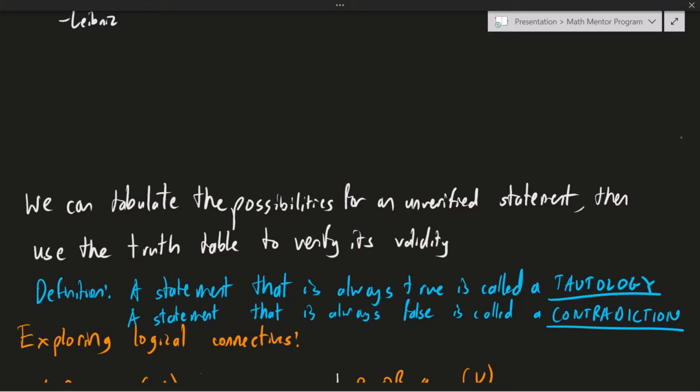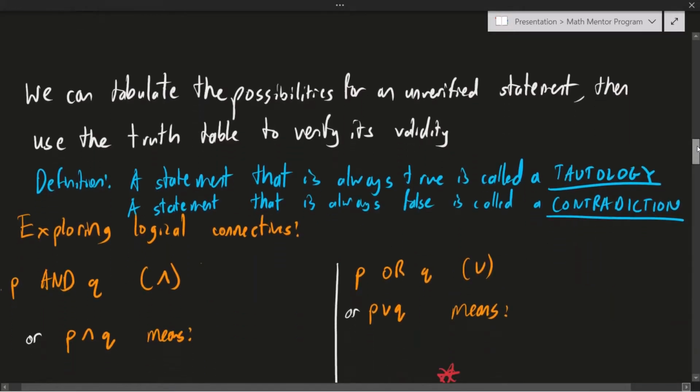And just some quick definitions here. If we have a statement that is always true, then it is called a tautology. And if we have a statement that is always false, it is called a contradiction. So now is where we're going to start looking at these logical connectives that I discussed at the beginning.